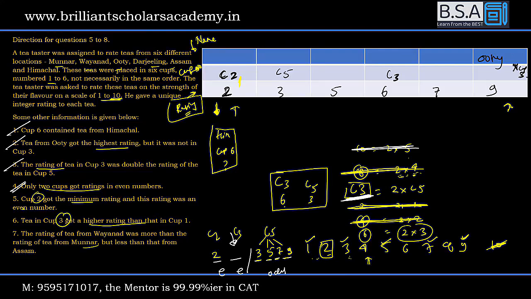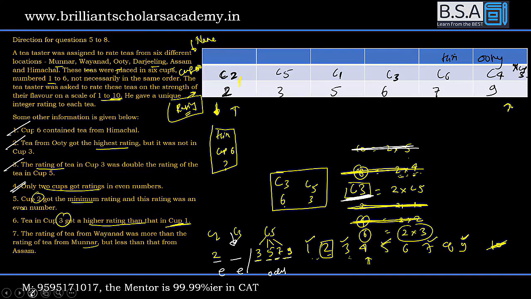The rating of cup 3 is higher than cup 1. There is one empty spot. Cup 1. So this must be cup 4, cup 6. I do not know which is which. Here, cup number 6 contains Himachal ka chai. The only empty space is here, cup number 6, Himachal. This has to be cup number 4, Ooty. This much I am sure of.